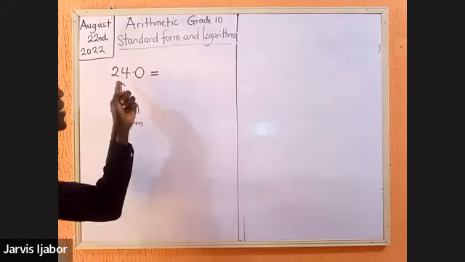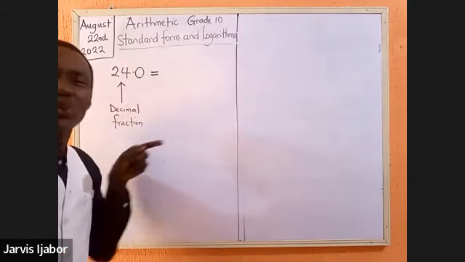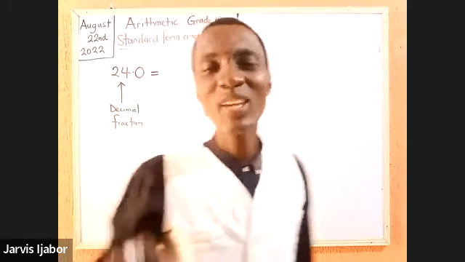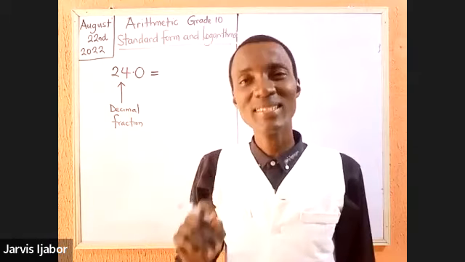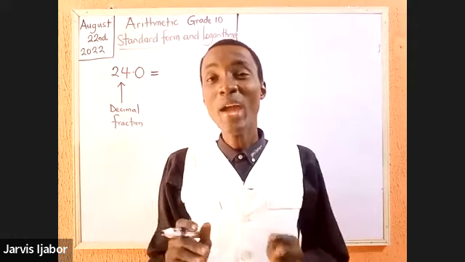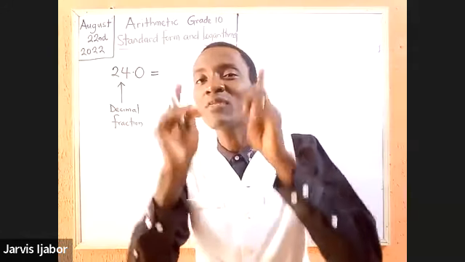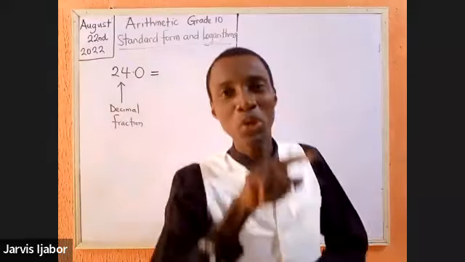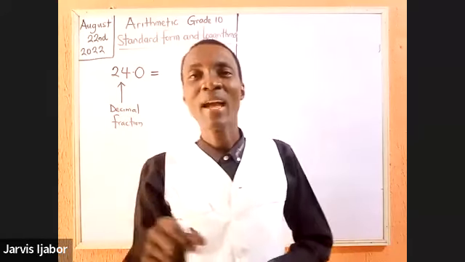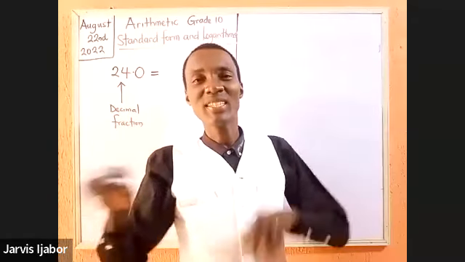Now, I cannot write 24 as a unit decimal. What is a unit decimal? A unit decimal is any decimal where the highest digit you can perceive is the unit. That's why it's called a unit decimal. You perceive only the unit in this decimal.